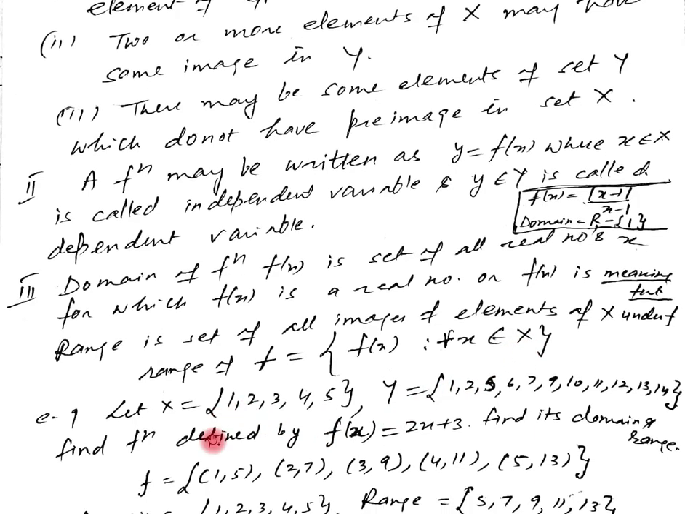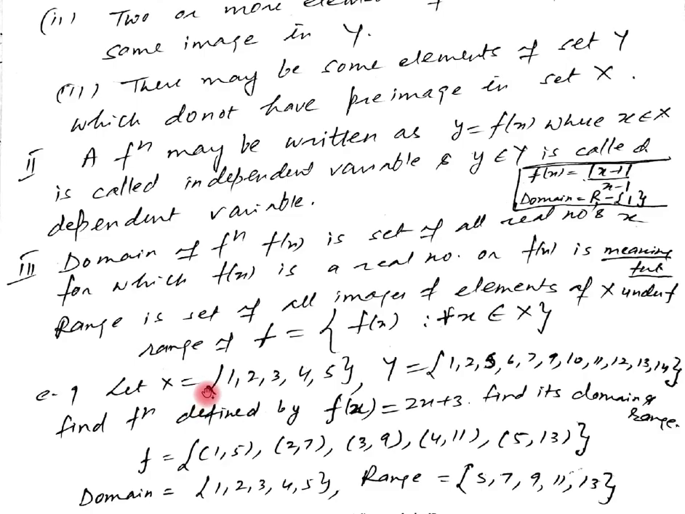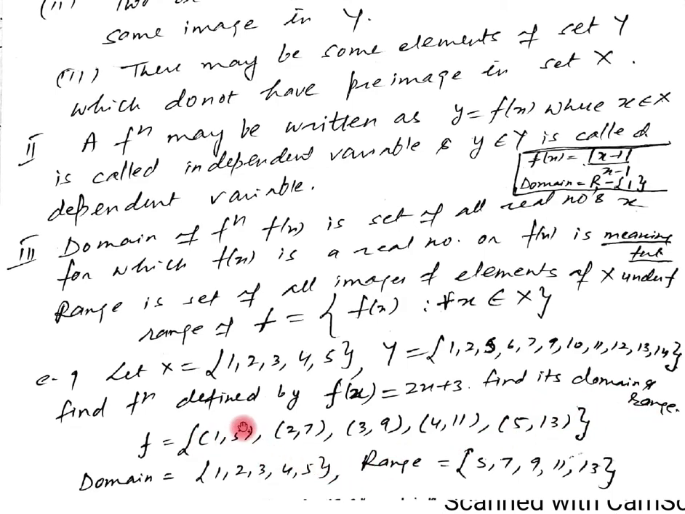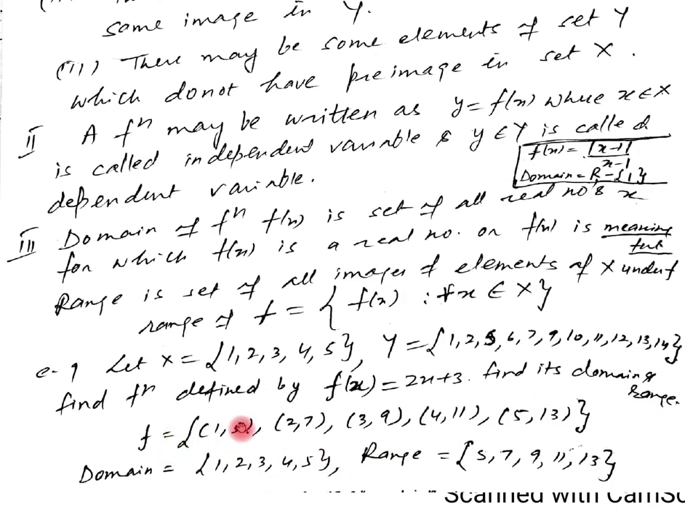Now let us see another example. Let X be a set having elements 1, 2, 3, 4, 5. Y is a set having these elements. Find the function defined by f(x) = 2x + 3. Find its domain and the range. Now the function is defined like this: f(x) = 2x + 3. Now we have to take the elements. This is the independent variable.